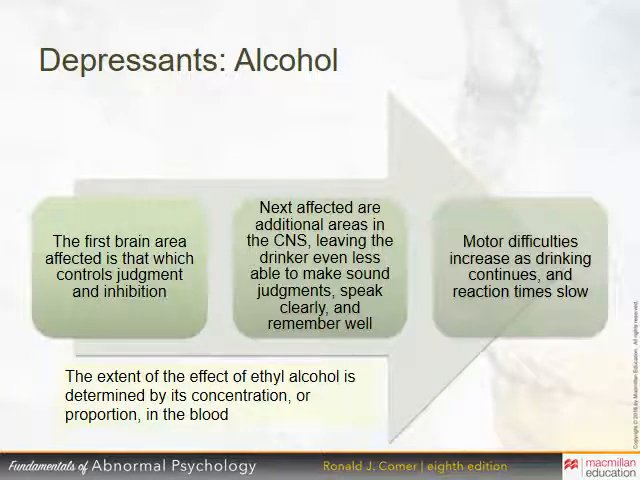So the first brain area affected is that which controls judgment and inhibition. No surprise there. The next affected are additional areas in the central nervous system, leaving the drinker even less able to make sound judgments, speak clearly, and remember well. And then motor difficulties increase as drinking continues and the reaction time slows. The extent of the effect of the ethyl alcohol is determined by its concentration or proportion in the blood.